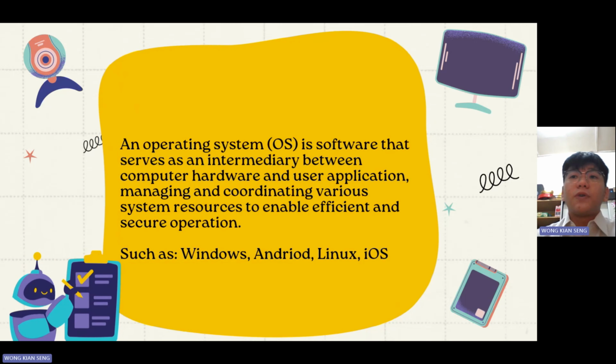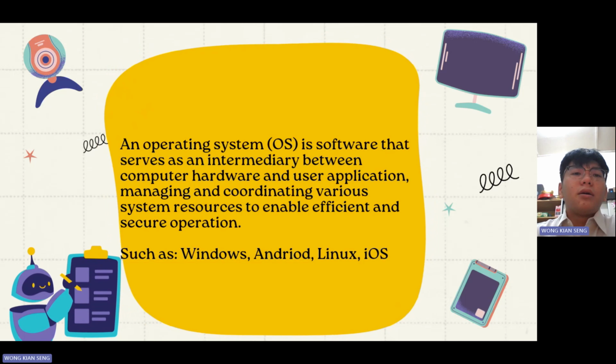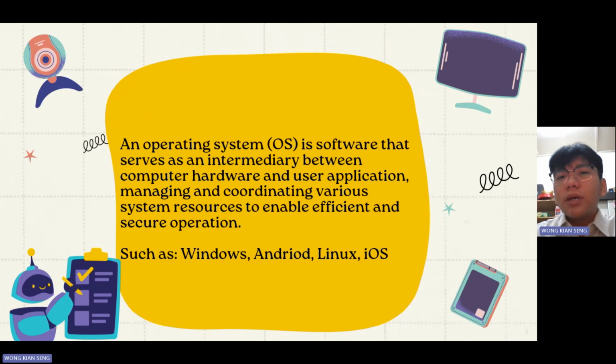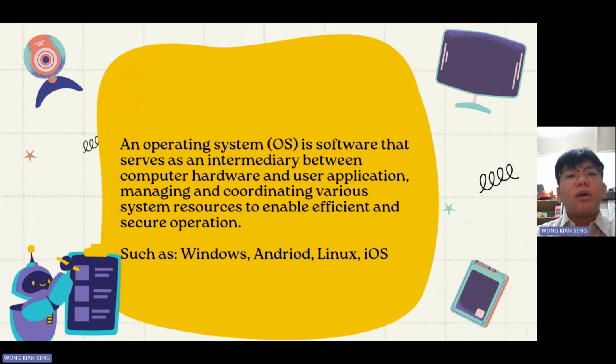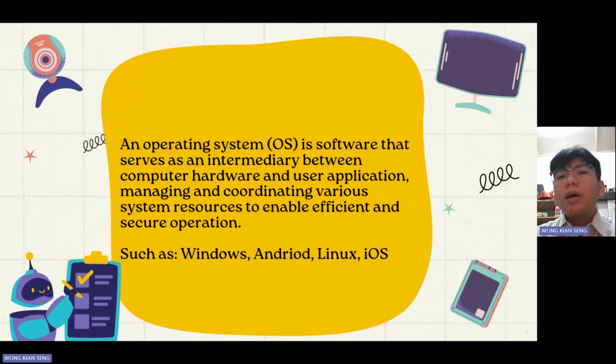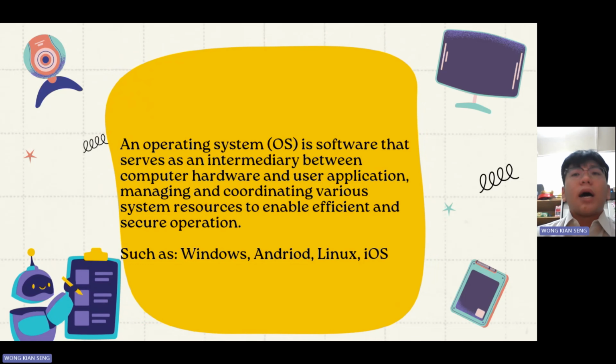So what are examples of operating systems? For example, it can be Windows, which is what the end user usually uses, Android on your phone, Linux, and also iOS.